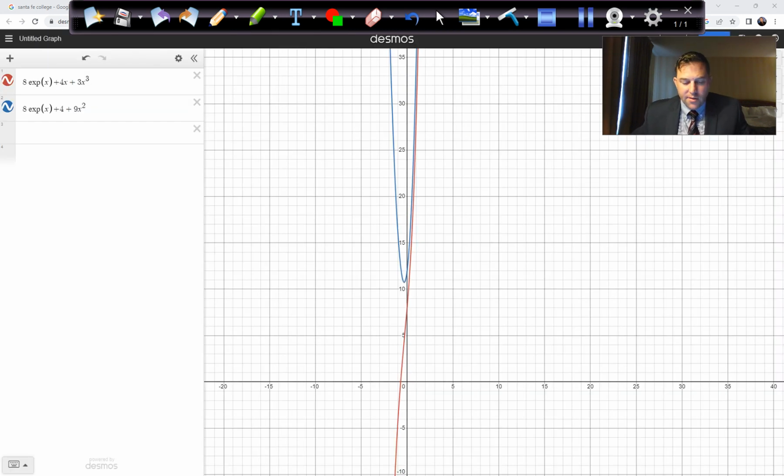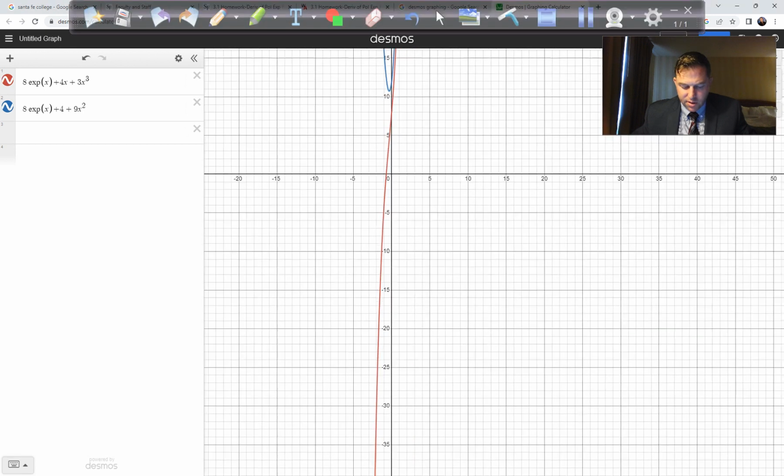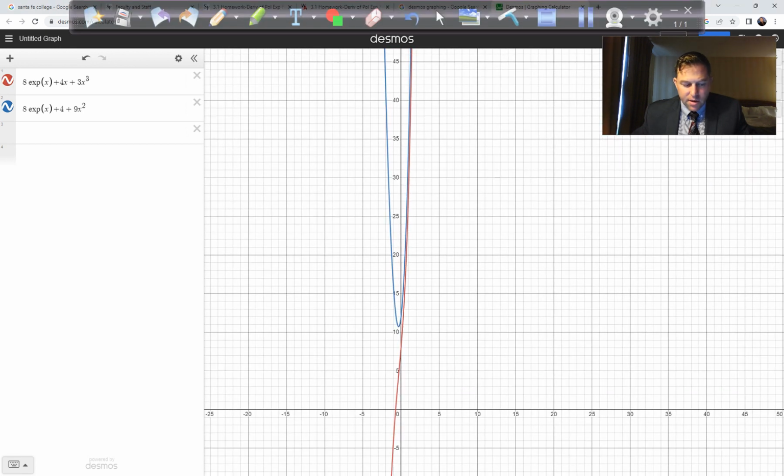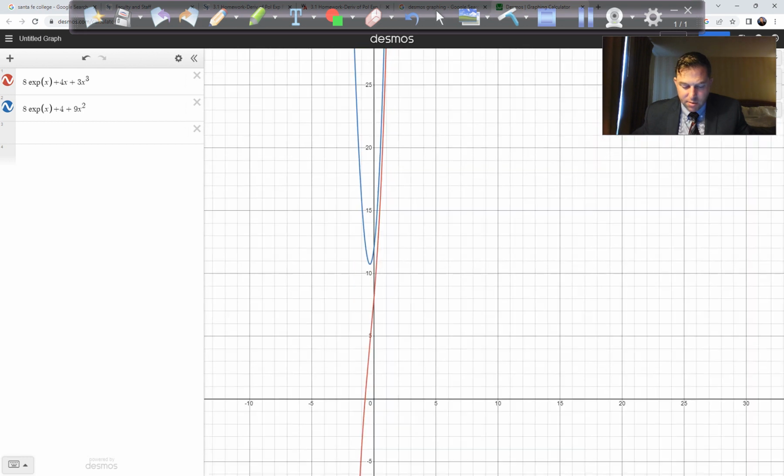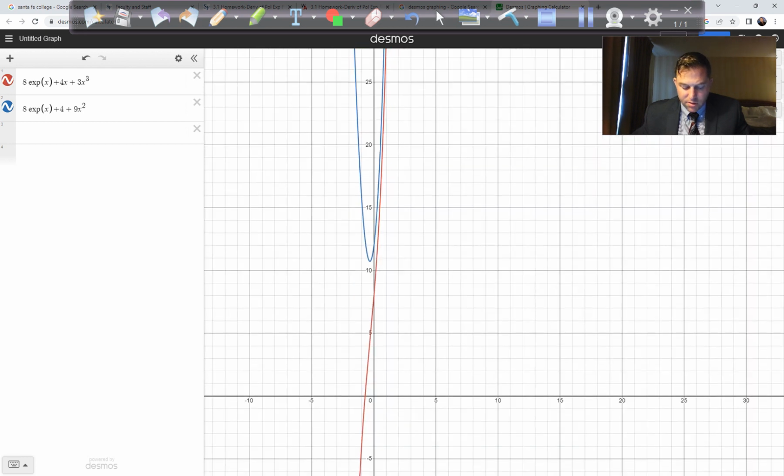Okay, so I've graphed them both in decimals. I've got the original function, 8e raised to the x plus 4x plus 3x cubed, in red. So it's kind of interesting. It looks like a straight line. And then the derivative, 8e^x plus 4 plus 9x squared, is this blue line. Well, notice that that blue parabola shape is always above 3. So 3 is all the way down here.